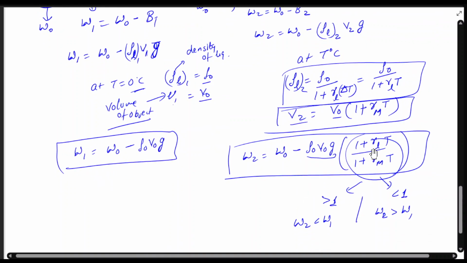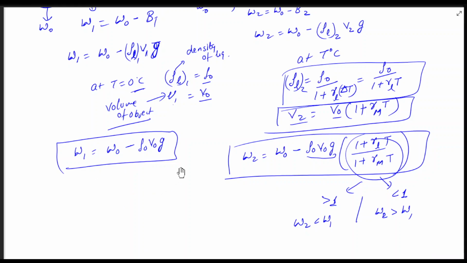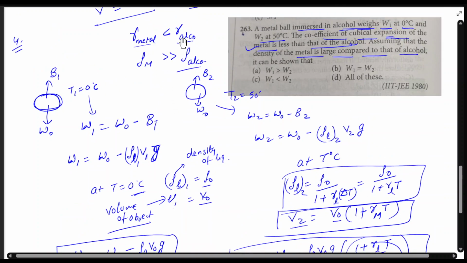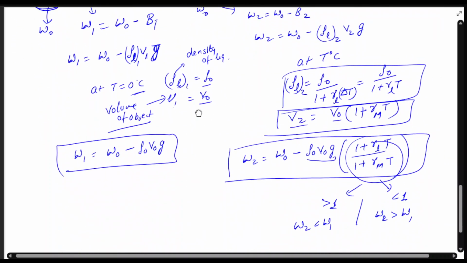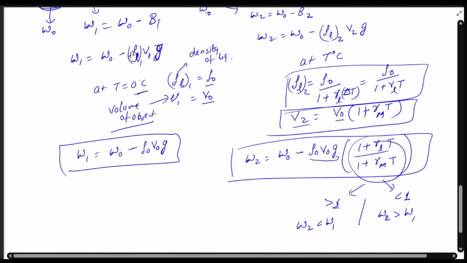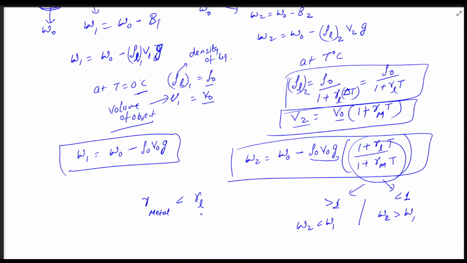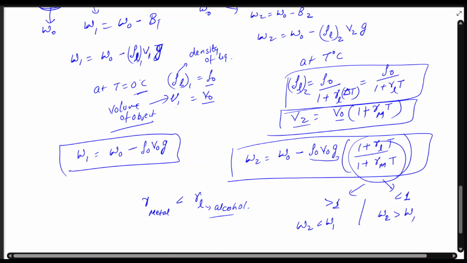Clearly, we just have to compare gamma L and gamma M. In the question it is given that gamma of metal is less than gamma of liquid, which is our alcohol. So if gamma of metal is less, right?